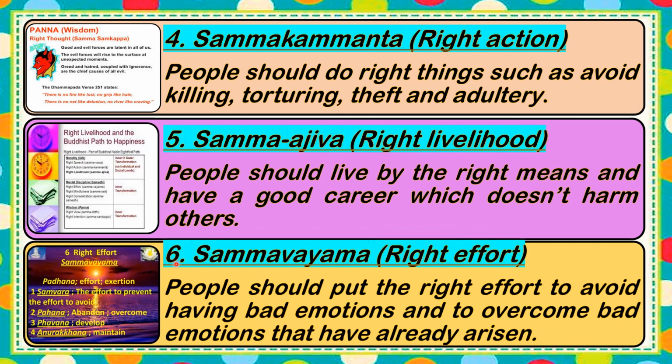Number 6, Sama-Vayama, right effort. People should put the right effort to avoid having bad emotions and to overcome bad emotions that have already arisen. It means, class, your effort of trying to control your emotions even if you're hungry or even if you're angry is commendable because it will put you away from danger, not only you, but the other person involved.